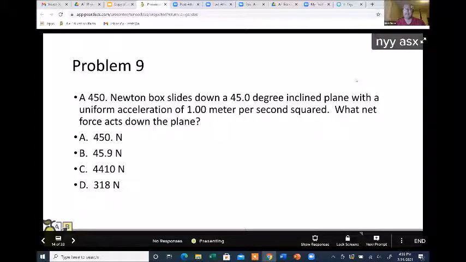All right, so back to inclines this time. So see what you can do with this one.